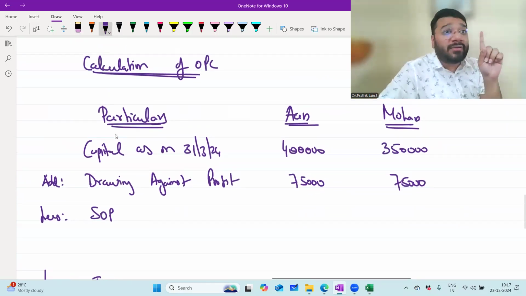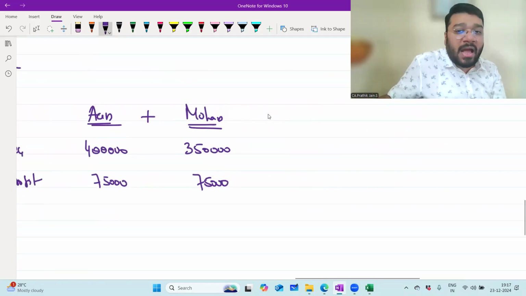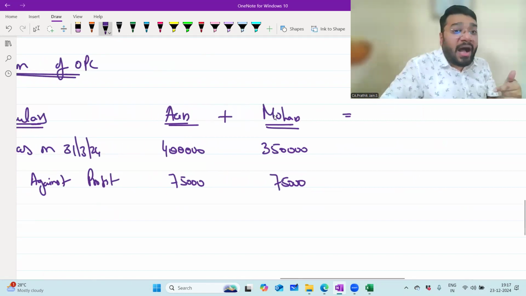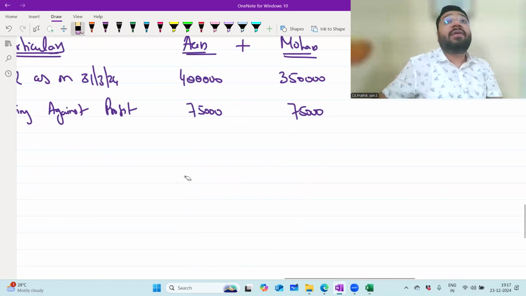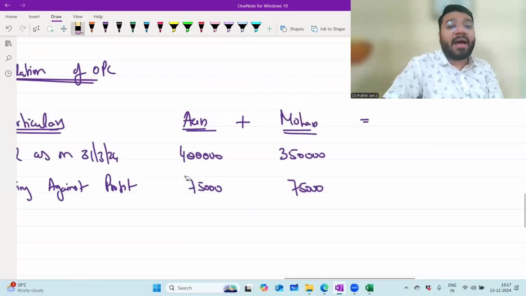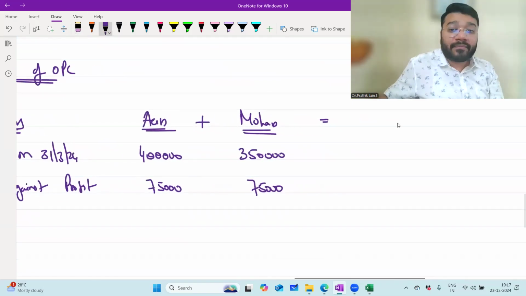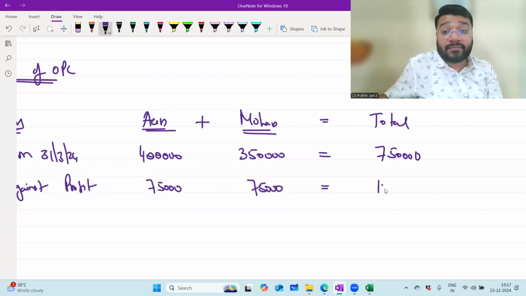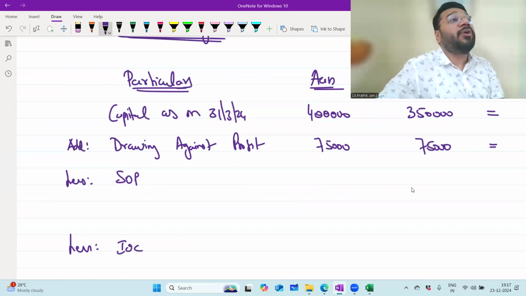Now, you cannot individually calculate it. So the only way is to add all these items. Individual data of Ann, individual data of Mohan, after a point I don't have it. But I have cumulative data. So what am I doing? I'm adding the total closing capital. So 4 lakh plus 350, what is my total capital? 7,50,000. Anybody got a problem in totaling this? No, sir. What is my total drawings? 1,50,000.